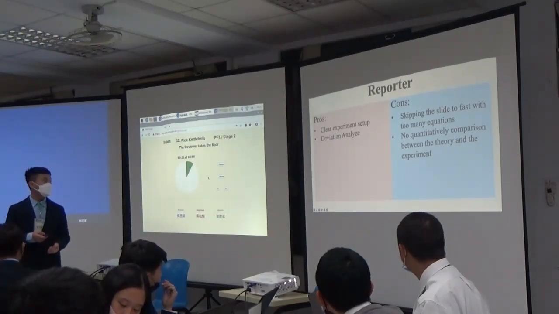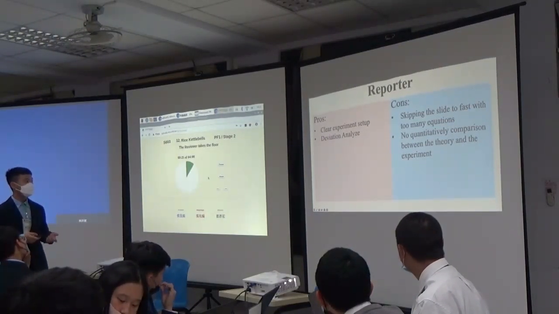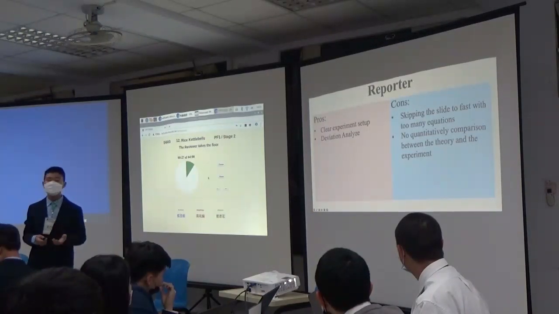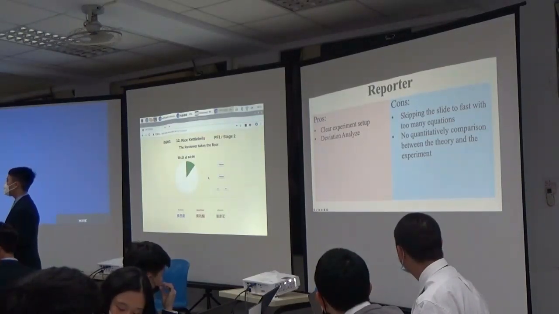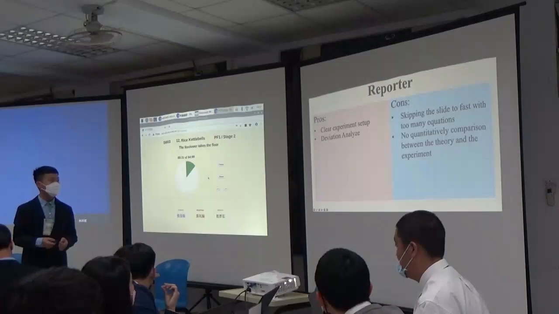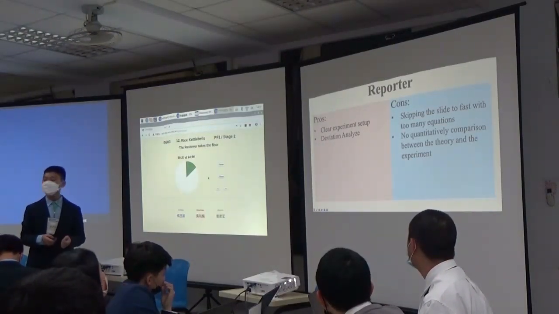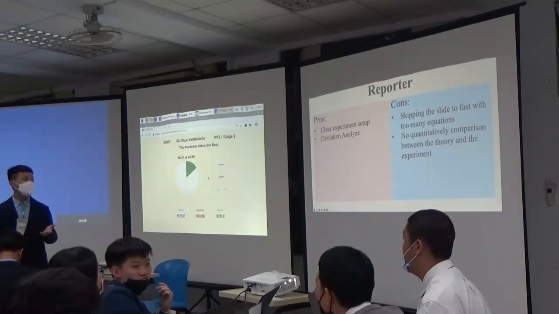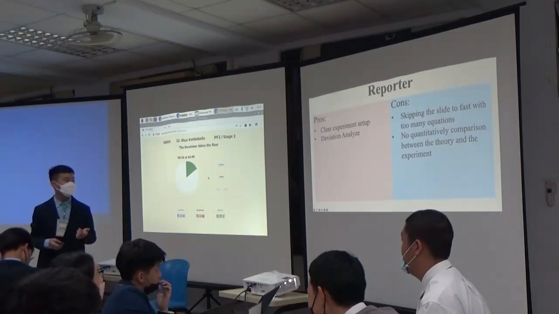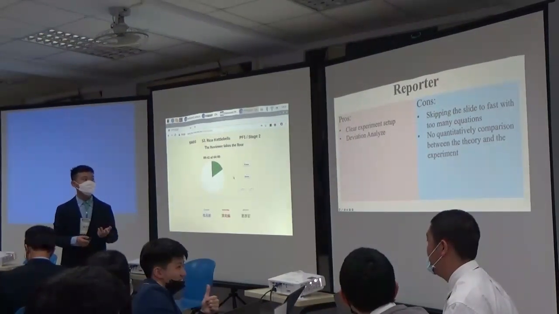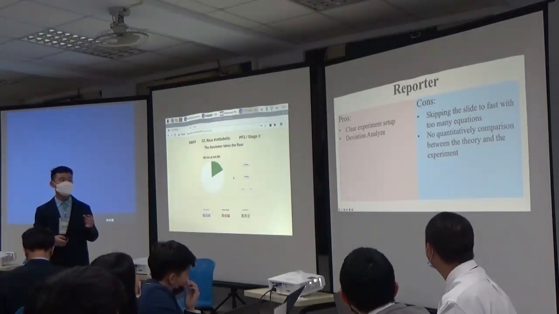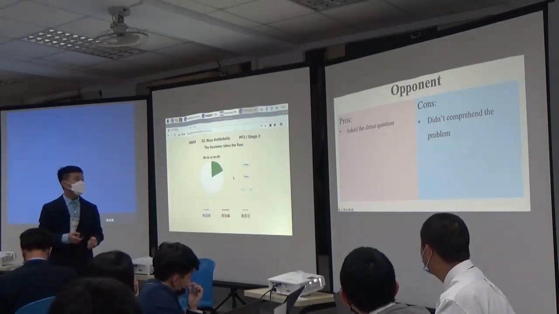For the reporter, the pros are that there is a clear experiment setup and many deviations analyzed, which is very good. But the cons are that the slides were skipped too fast with too many equations, which the opponent couldn't comprehend quickly. And there is no quantitative comparison between the theory and the experiment.